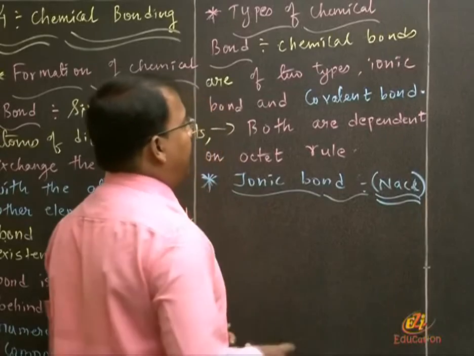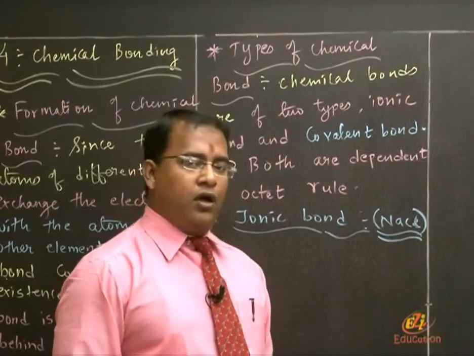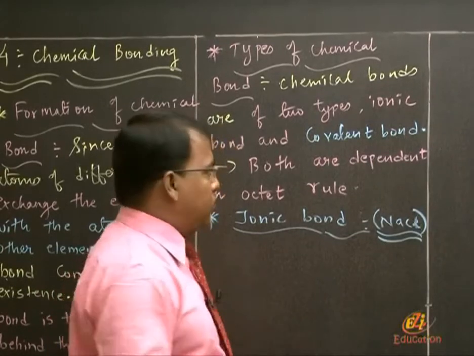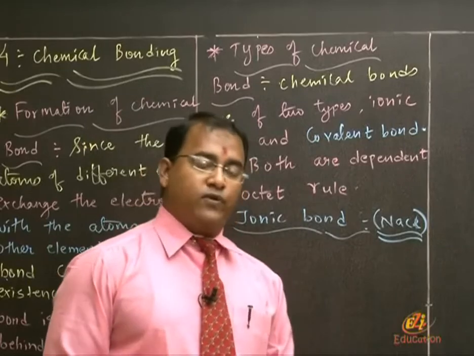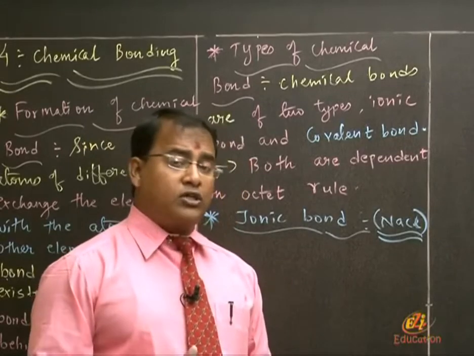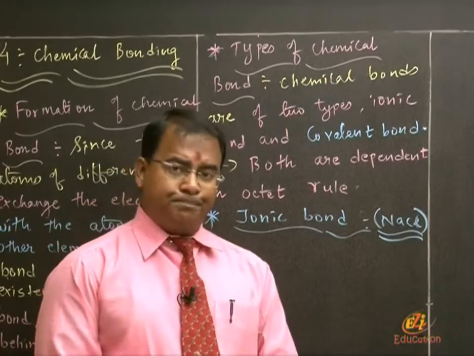Anyhow, the initial part of the topic was types of chemical bond. Chemical bonds are of two types, ionic bond and covalent bond. Both these types of bonds are dependent on octet rule. Anyway friends, ionic bond, NaCl.